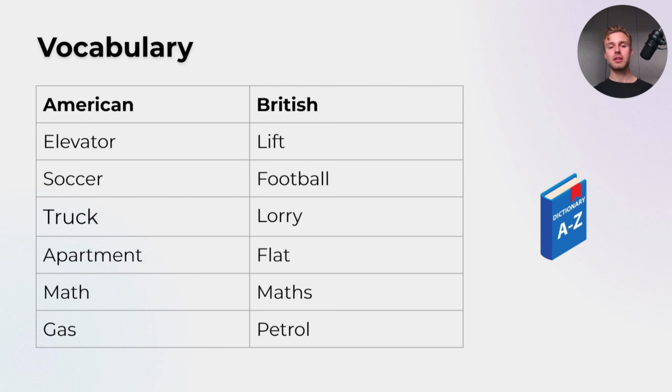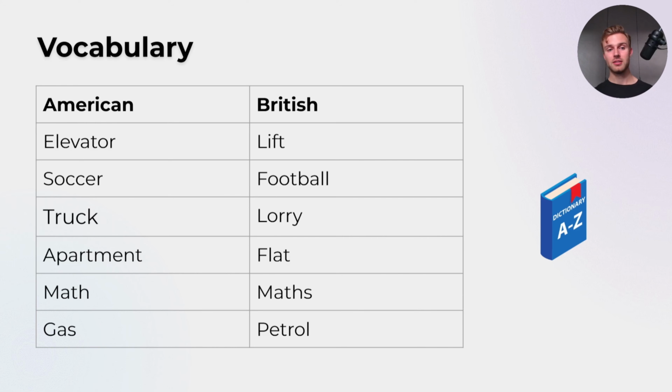Now, in American English, football exists, but it's a totally different sport. It's where you're throwing the ball, you're tackling people. You might think of the NFL. So it's a completely different sport. In British English, they call that American football. For the British, football is soccer. You might have players like Messi or Ronaldo. They play football or soccer.